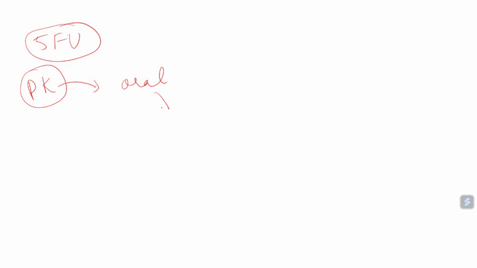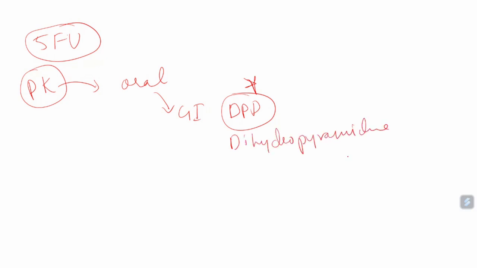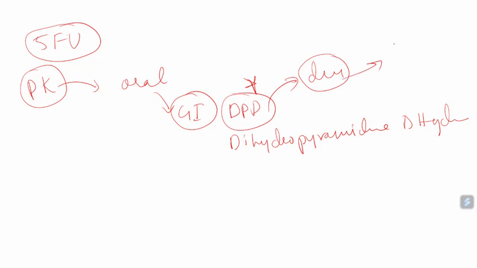If we look at 5-fluorouracil, we'll begin our lecture with its pharmacokinetics. The first important thing: when 5-fluorouracil is given through the oral route, in the GI tract we have a very, very important enzyme called DPD. Remember this point. The full form of this enzyme is dihydropyrimidine dehydrogenase. This is the enzyme present in the GI tract. This enzyme immediately metabolizes the drug, and with that the bioavailability of 5-fluorouracil decreases.